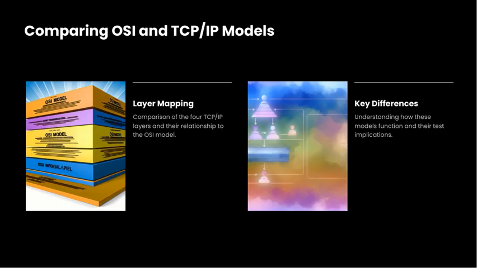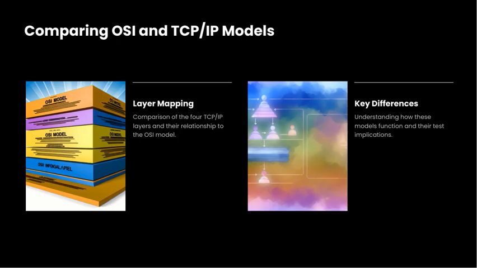For example, the TCP/IP application layer combines the functions of the OSI's application, presentation, and session layers. This simplifies things a bit, but it also means that some features are handled differently. The transport layer in TCP/IP aligns with the OSI's transport layer, focusing on end-to-end communication and reliability.